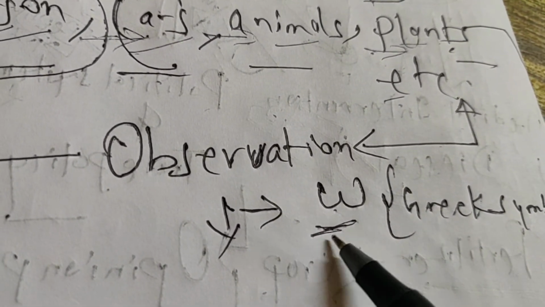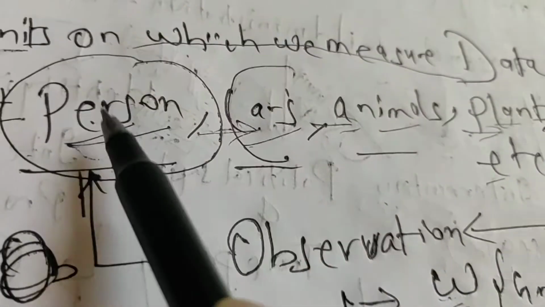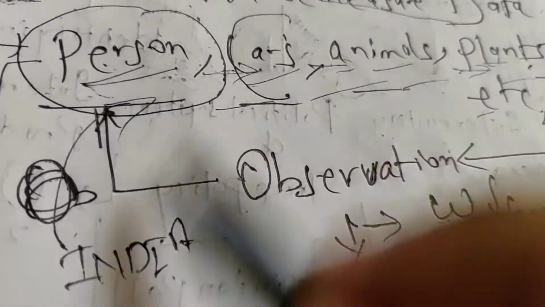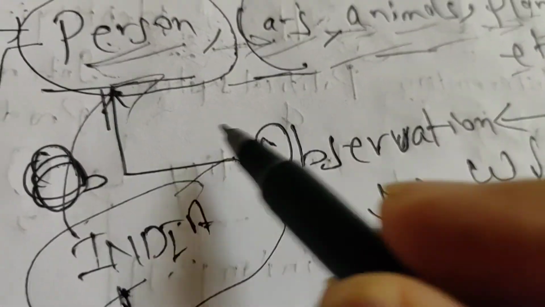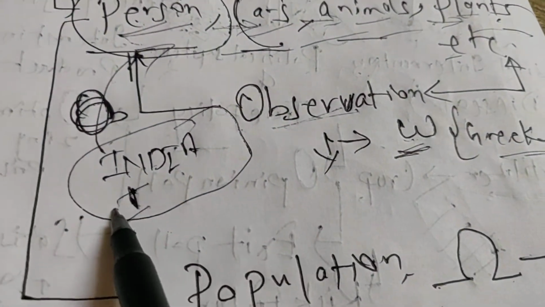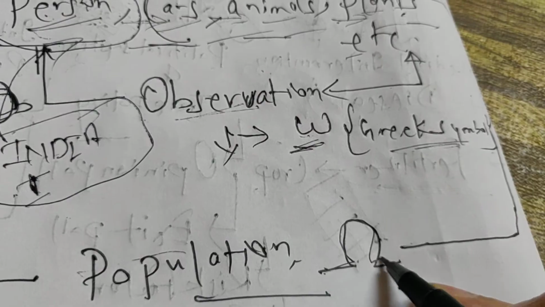It's denoted by the small omega symbol, that we call a Greek symbol. And these observations, so for example in India, we all have these units. If you are drawing any data set from India, you will have persons, cars, animals, plants also. So this entire larger picture will be called a population, and the units or observations which are part of it will be called observations or units, which we understood. But the entire data set, I mean the larger picture, will always be called the population, and will be denoted by the capital omega symbol.